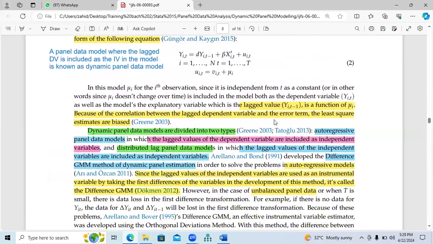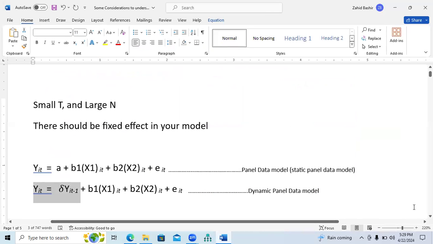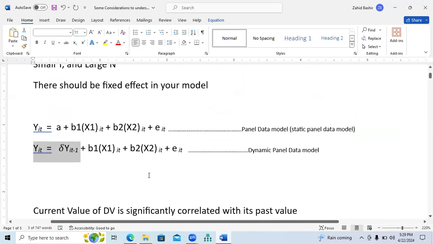So the next thing that you need to understand is that this lag dependent variable would be basically correlated with the error term. Always remember that the thing that makes it biased is basically the correlation between the lag dependent variable and the error term. I will let you know how this procedure works. So the next thing that you need to understand here is that this dependent variable lag would be correlated with the error term.